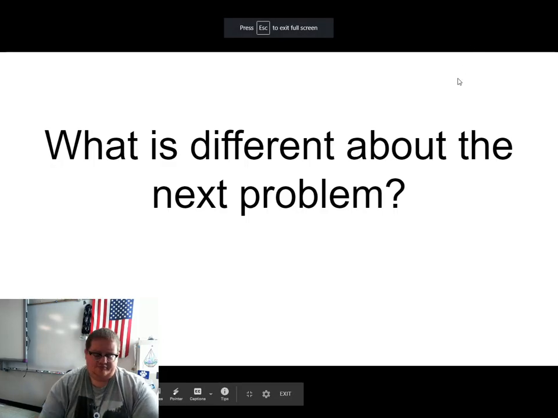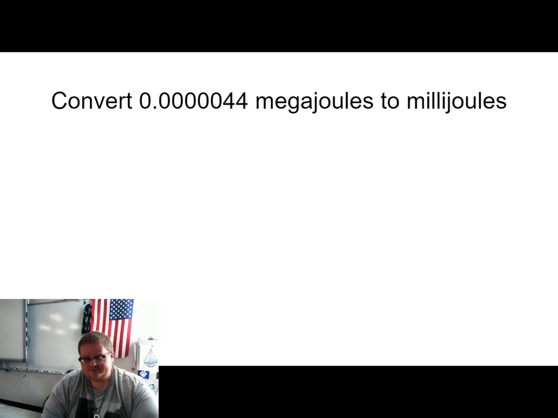Okay, so with what we've done, I want you to think about what's different about the next problem. It says convert 0.000044 megajoules to millijoules. Well, hopefully you've recognized that they both have prefixes, and that's different. Up until this point, when we've done these problems, one has had a prefix and one has just been the base. So this one is slightly different because it's a prefix to a prefix.